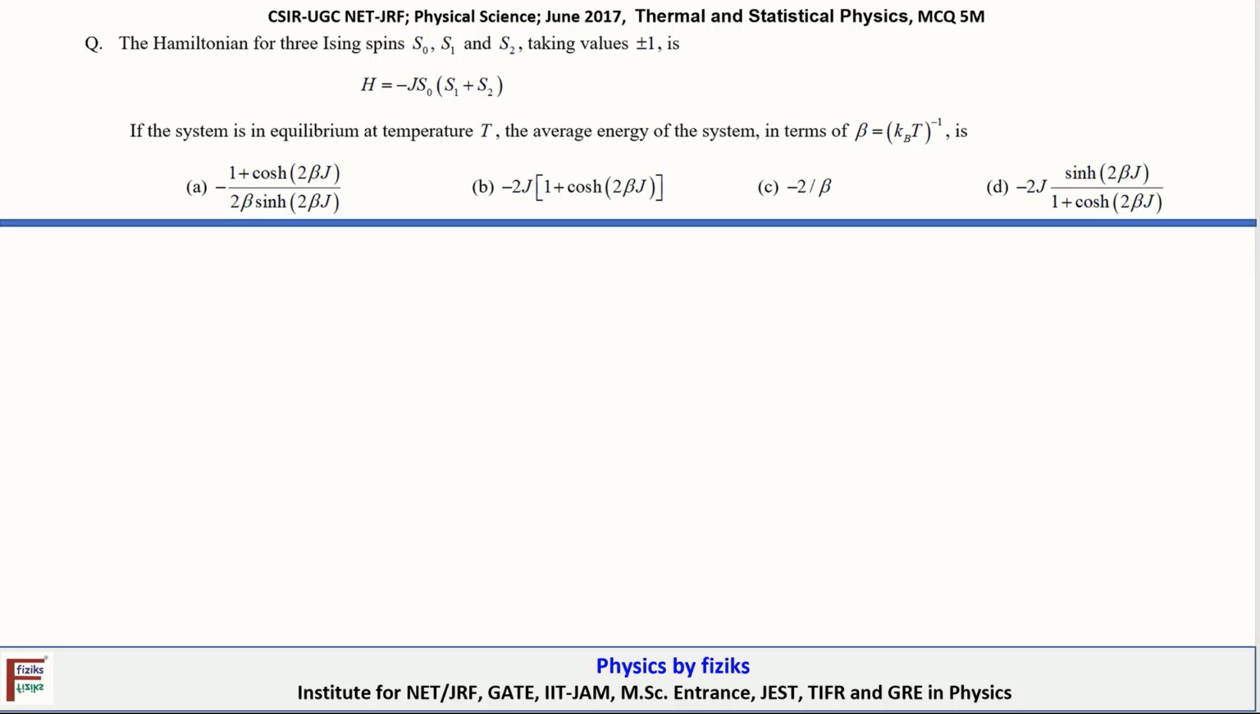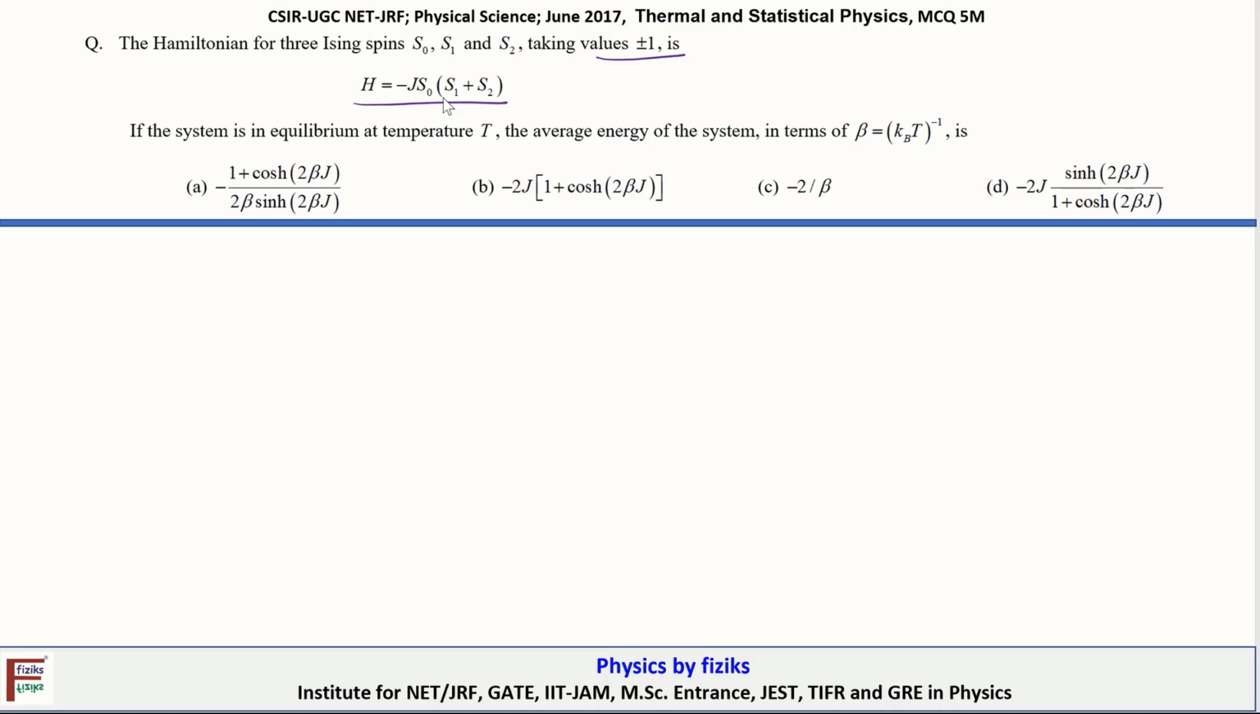So let's take a look at the next question. The question is: the Hamiltonian for 3 Ising spins S0, S1, S2 taking values of plus or minus 1 is given by this expression. Basically, this is a question from the Ising model in one dimension with free boundary conditions.